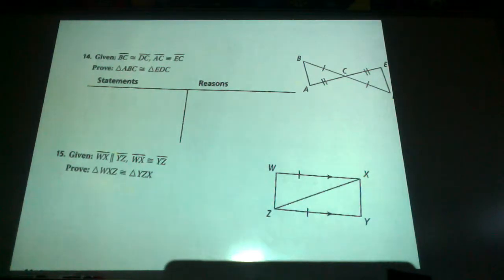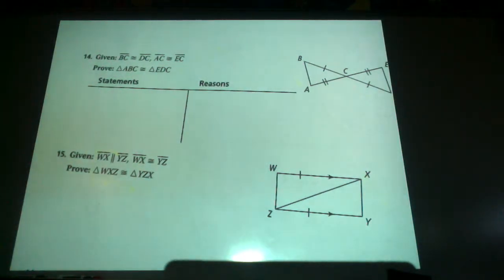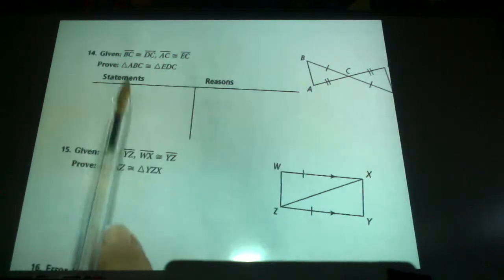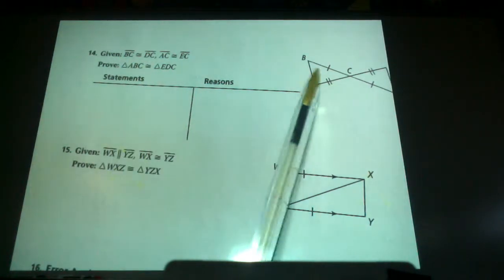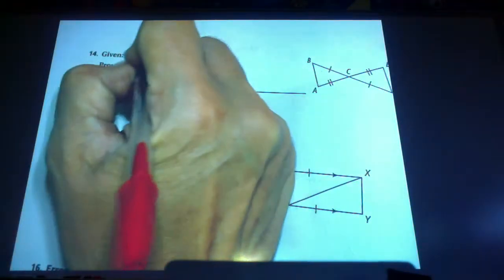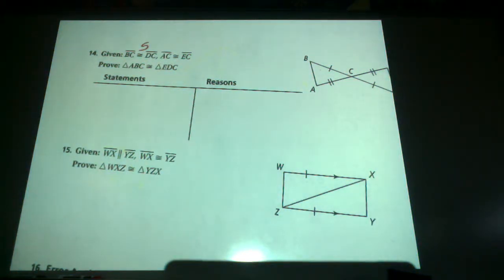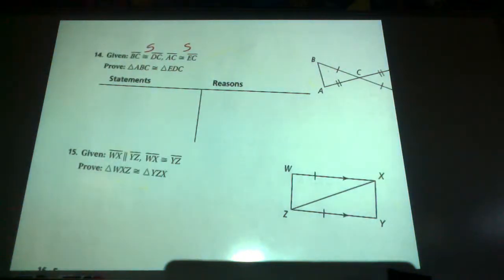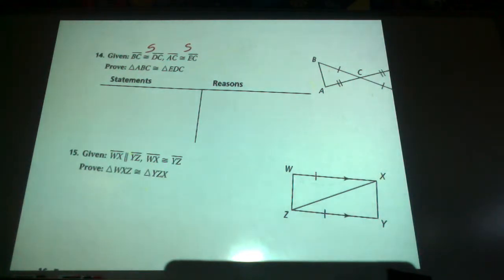2 proofs. All right, so you will see me labeling things as S's or A's. And I'll be marking up my picture if it's not marked up. So look at the first proof. You are given that BC is congruent to DC, so those are single tick marks, and that's an S. And then you're given that AC is congruent to CE, or EC, and that's another S. We have to prove the triangle is congruent. So it's either going to be SSS or SAS. What can you prove by looking at the picture all by yourself without any help?